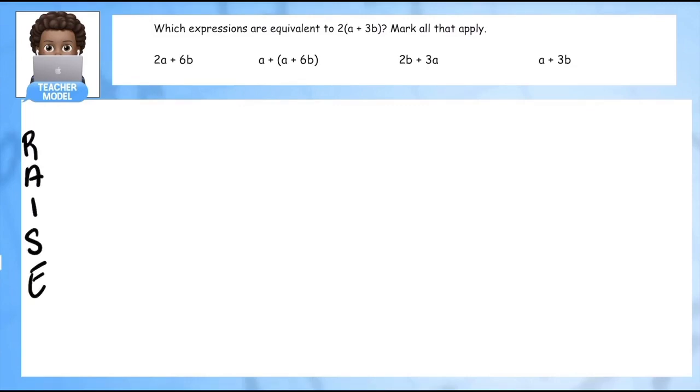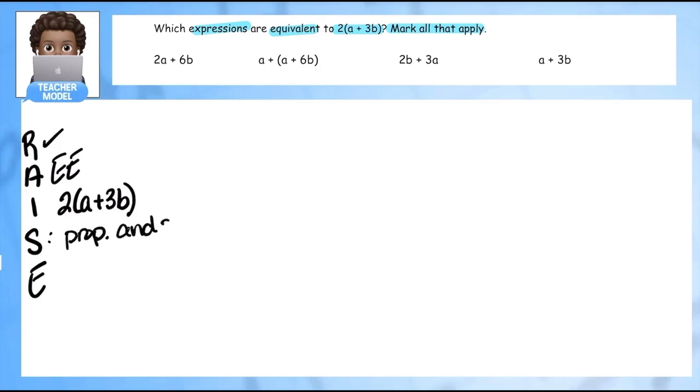All right, for our second problem, we have a multiple choice, and it says mark all that apply, which means I may have more than one correct answer. Which expressions are equivalent to 2(a plus 3b)? This is absolutely an EE problem since I have equivalent expressions. And my key important information, I have our term 2(a plus 3b), and I'm looking for anything that's equivalent. So here's my strategy for today. One, I'm going to use my distributive property and simplify the expression. I'm going to look to see which ones simplify to the same terms.